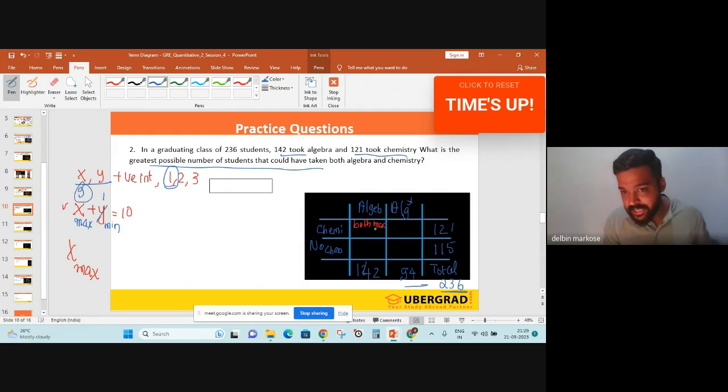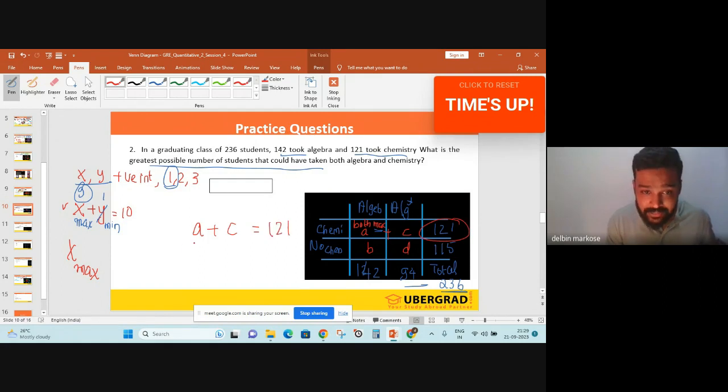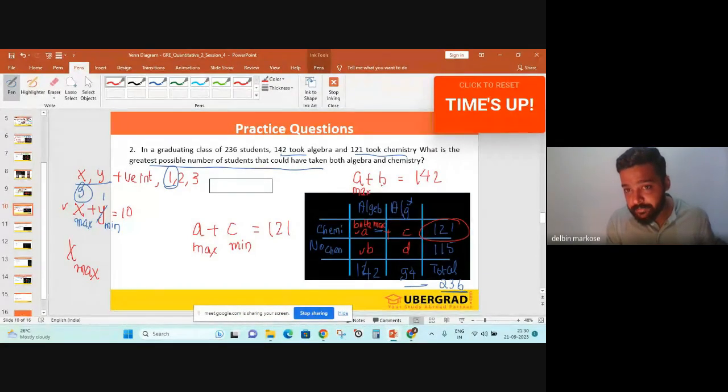Same thought process. If I want to find the maximum value, let's say this is A, B, C, D here, right? So you are adding two values, A plus C. We already know it's 121, correct? So the question is, what is the maximum value of A? For that, you have to get the minimum value for C. The other way you can think is this: look at the expression A plus B, that's 142. If I want to find the maximum value of A, B should be minimum. It's up to you which way you solve it.